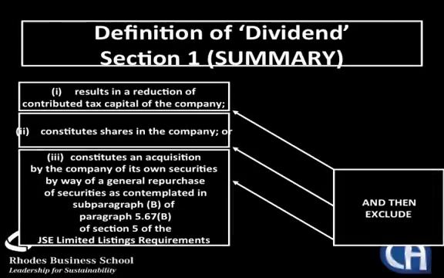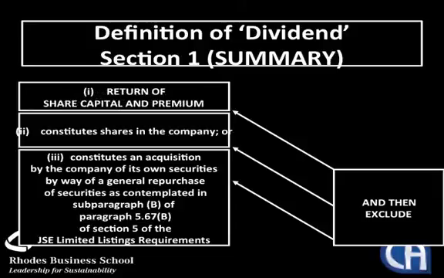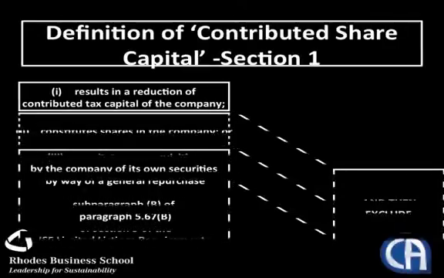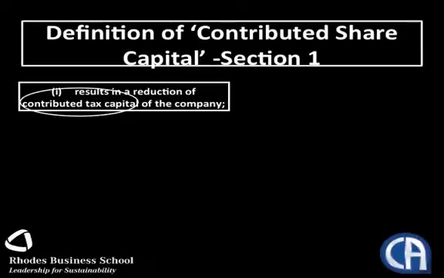So what we have to do now is say, right, it's 3 items that we've got there. That's return of share capital, share repurchase, and securities repurchase. We now need to go in there and say, what is contributed tax capital? And contributed tax capital starts to get a little bit hairy, but we must weed it down to what is significant.